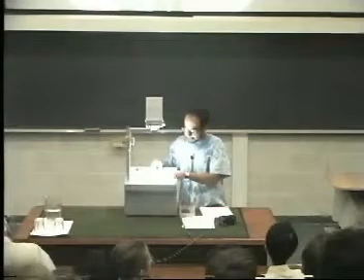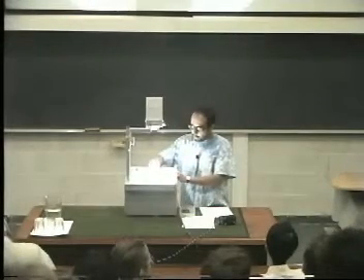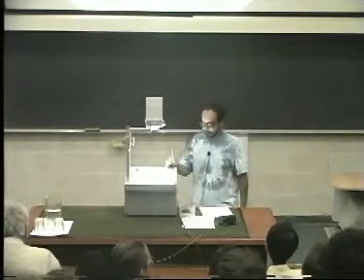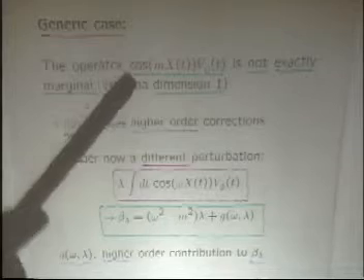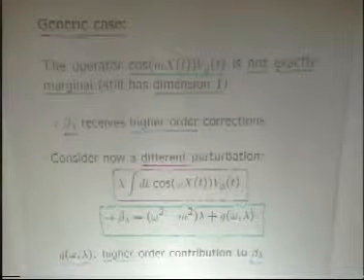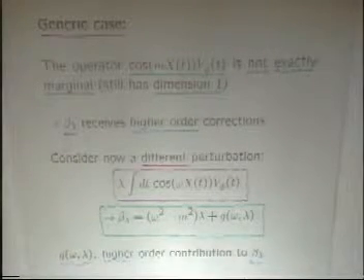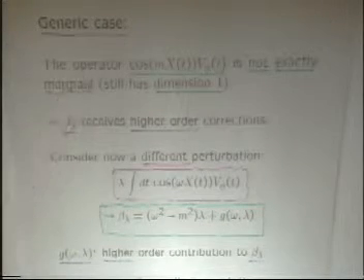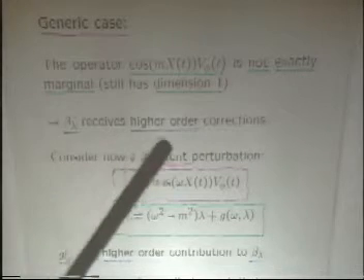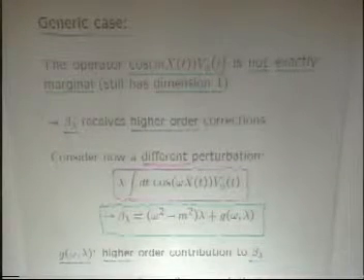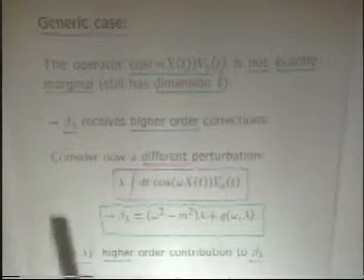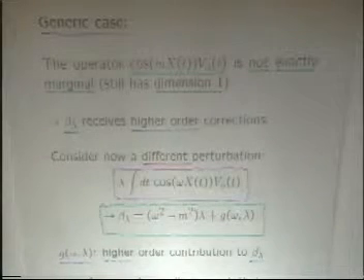However, the more generic case is the one where this operator is not exactly marginal. Of course, it still has dimension 1 by construction. In this case, just perturbing by cos mx times V phi is not going to generate a conformal field theory. So we have to change our tactics, and the reason that it doesn't generate a conformal field theory is because the beta function receives higher order corrections. So in this case, the way one can proceed is to consider a different perturbation, not this one, but simply change m to some parameter omega.